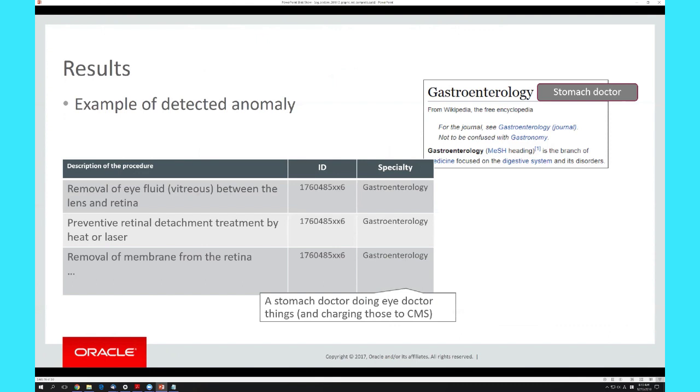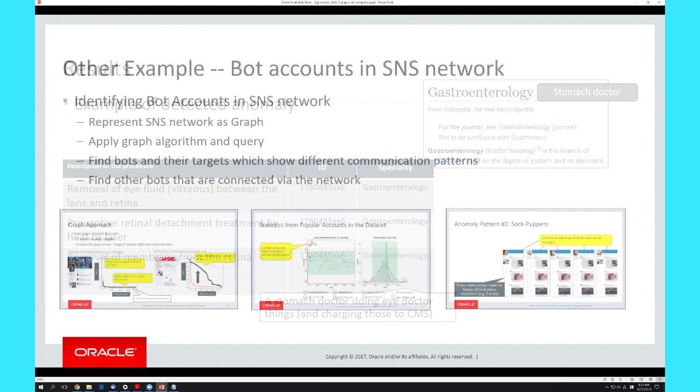I'm not saying this is illegal. I'm not saying this person is a bad person. I'm just saying that this is an anomaly. This is something outlying the normal distribution of your data set. And we identified it quite easily by applying a graph algorithm. That was one use case.